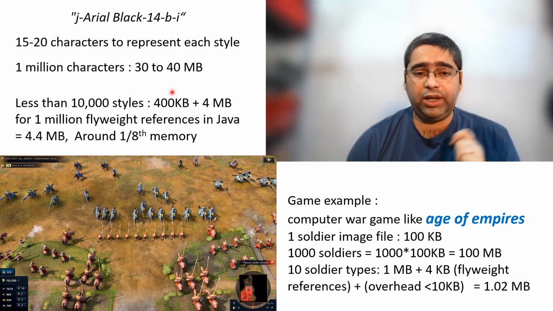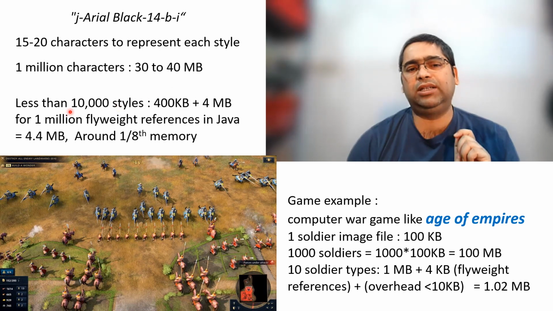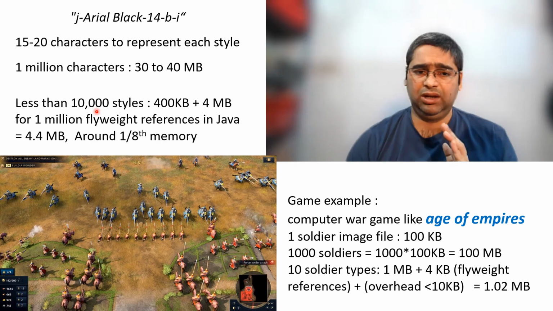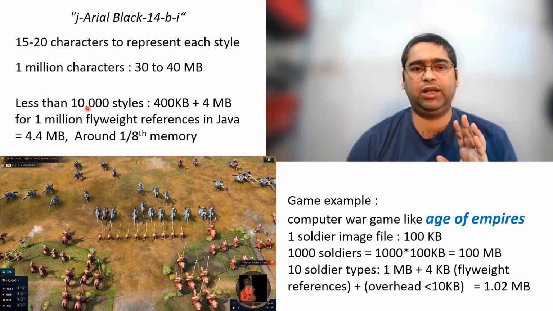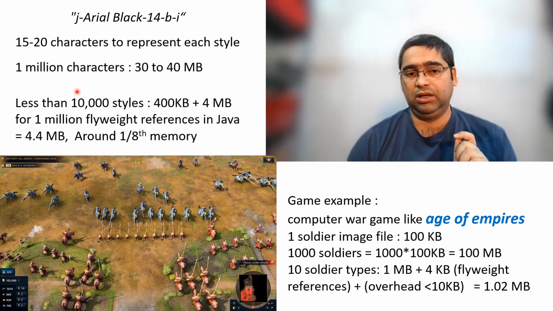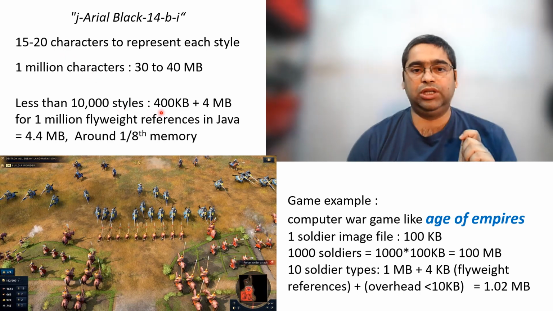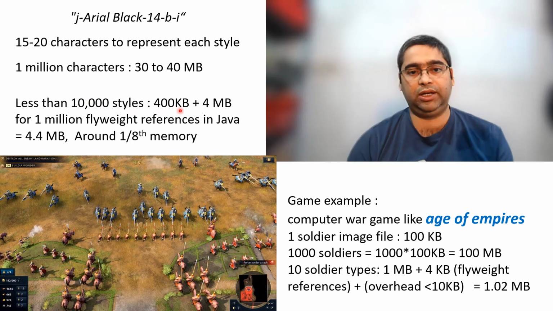Now, what if you used the Flyweight design pattern? So there are, let's suppose, 10,000 styles in the whole document, which is a lot. Typically in a document, you don't see 500,000 styles or more. So 10,000 styles is quite a lot. For these 10,000 styles, the memory taken will be 40 bytes per unique style, you can say. So this will be 40 bytes into 10,000, which will be 400 kilobytes.